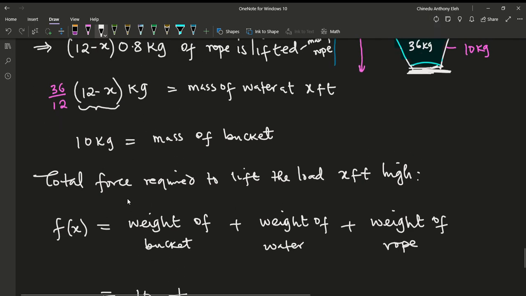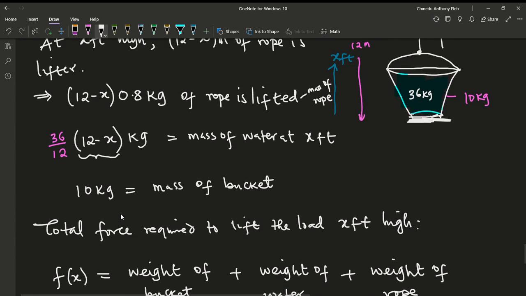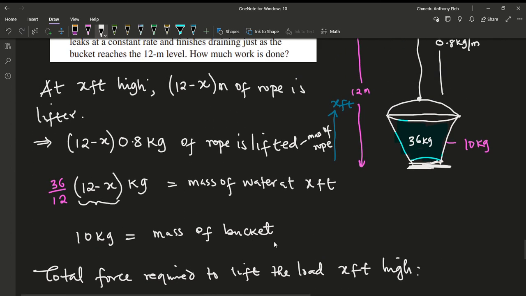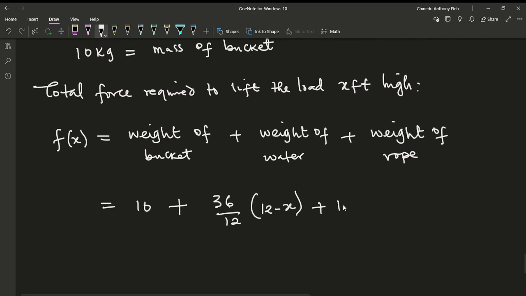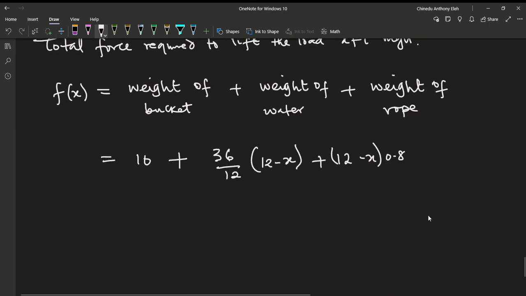plus the mass of water, which is 36 divided by 12 times 12 minus x kg, and the mass of rope is 12 minus x times 0.8. So these are all masses. Now to get weight, we need to multiply by gravity, since we are lifting up, times 9.8.